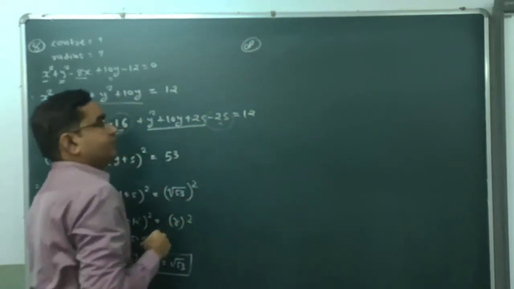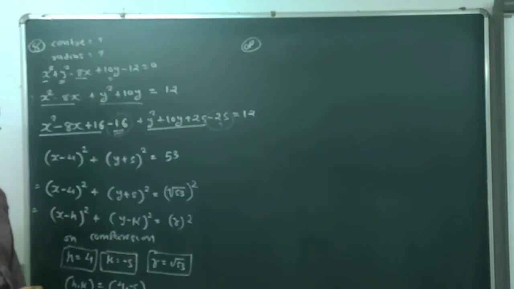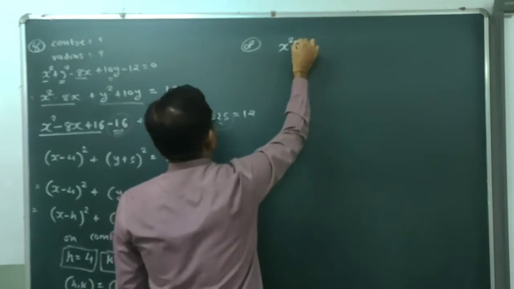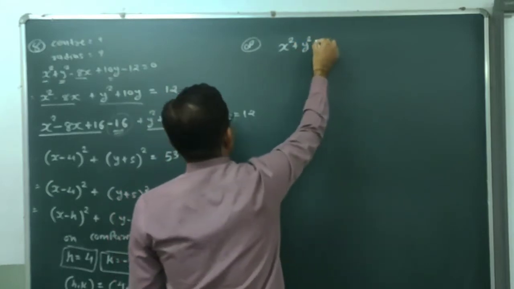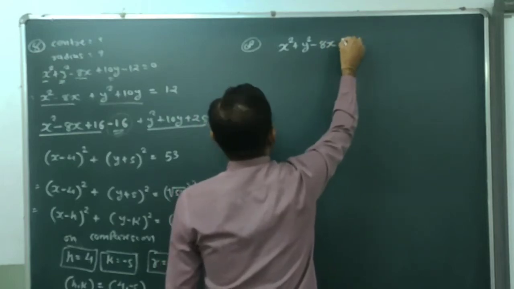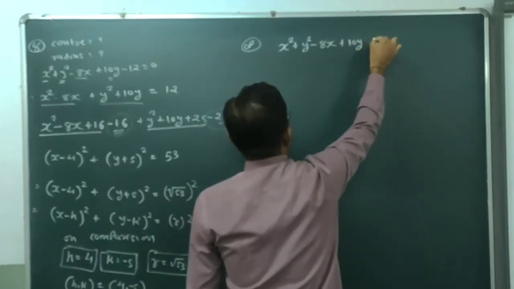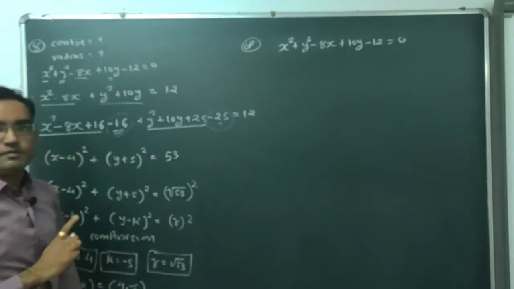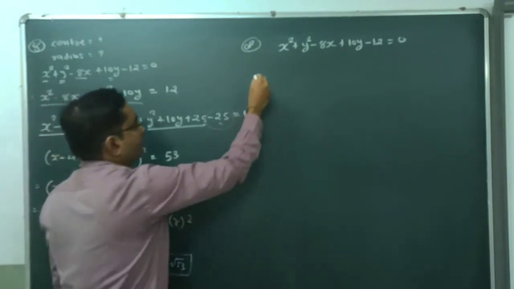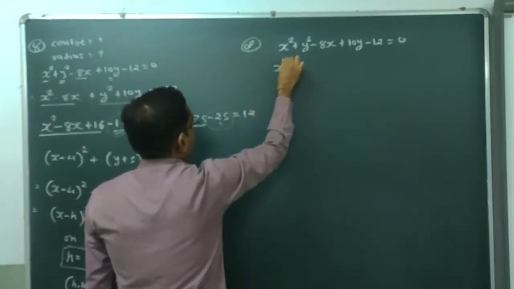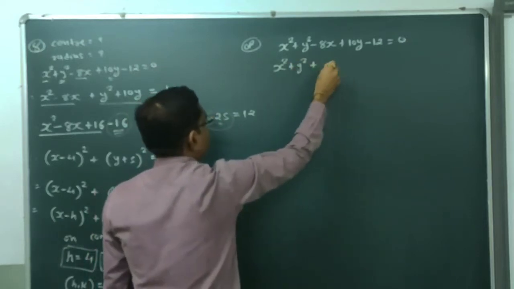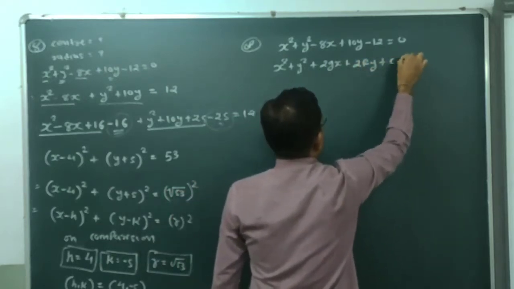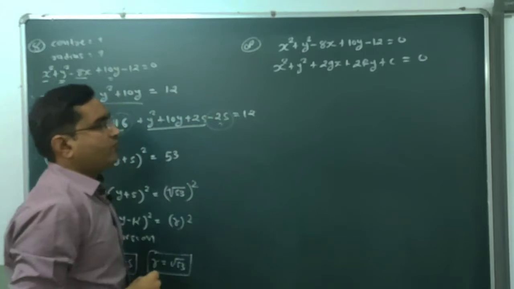Again, we can solve this equation by using the general equation of a circle. For that, first we consider the given equation of the circle: x square plus y square minus 8x plus 10y minus 12 equal to 0. This is the given equation in general form. The general form is x square plus y square plus 2gx plus 2fy plus c equal to 0.